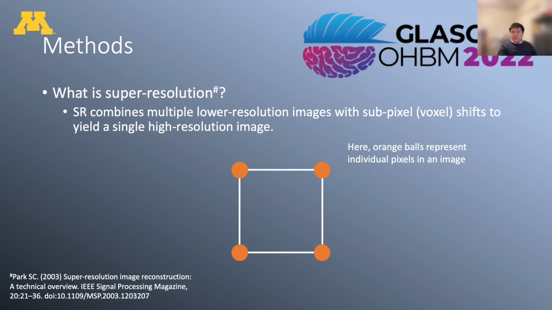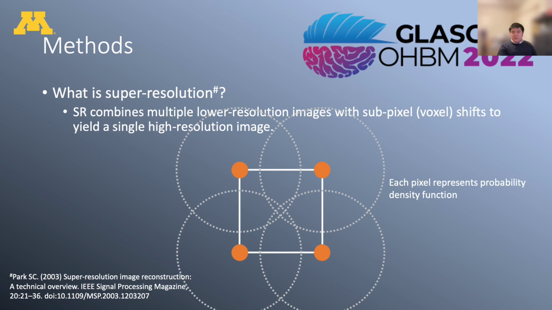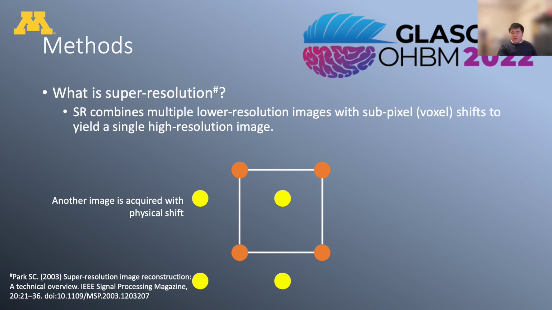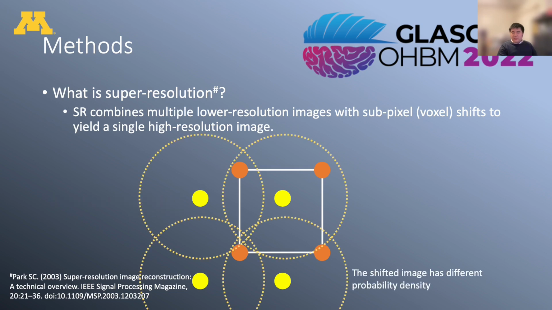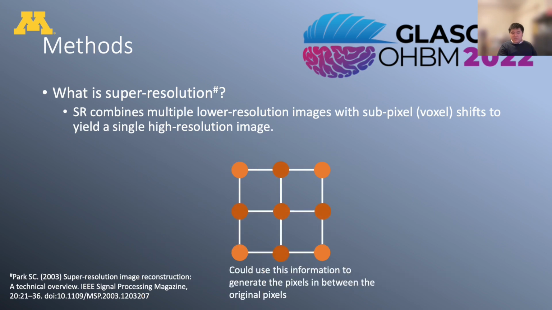I'll use the following figure with orange balls to explain super resolution. Here, orange balls represent individual pixels in an image, and each pixel represents a probability density function. Another image is acquired with physical shift, and the shifted image has a different probability density pattern. Now, we use this information from the original pixel and the shifted pixel to generate the pixel values between the original pixels, as highlighted by the darker shade of orange here. And once you fill in that information, you end up with a higher resolution image.